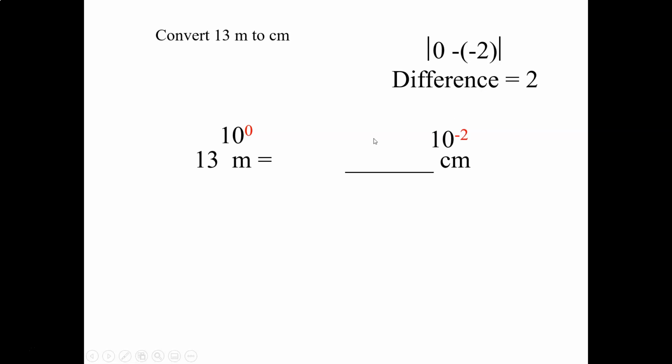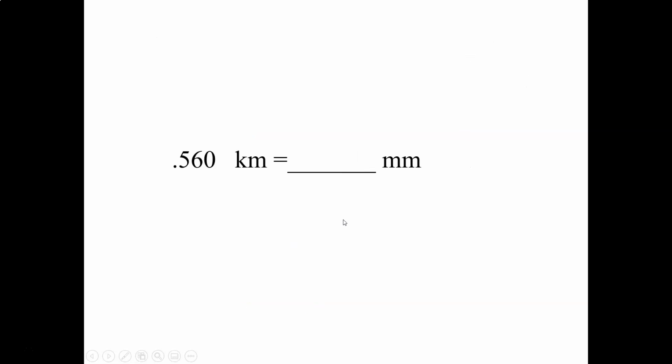Now that tells me I'm going to move my decimal place twice, and now I've got to figure out which way. So over here, m, is meter bigger or smaller than a centimeter? Well, a meter is bigger. So since I start with the bigger unit over here, I'm going to make my number bigger over here. So I'm going to move the decimal place twice to make 13 a bigger number, and we'll put 1300. So I moved my decimal place twice.